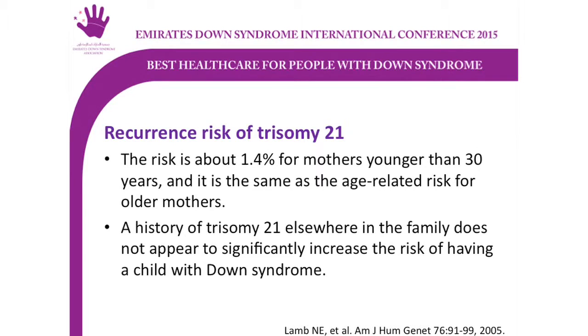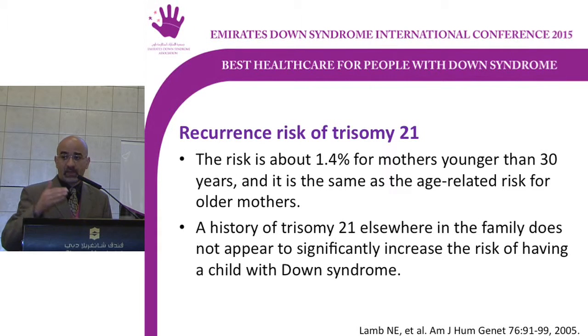Now, if a lady has a child with trisomy 21, the recurrence risk is very small. This is why it's important to document that. So if she is less than 30 or 35, the risk is between 1 to 2%. However, if the lady is older than 35, then the risk is similar to her regular risk, because as we said, the risk of having trisomy 21 is higher after 35. So the risk doesn't really increase significantly. It's the same because it's already high.